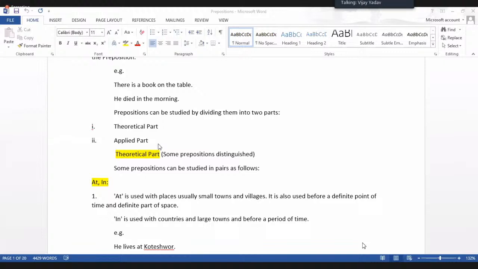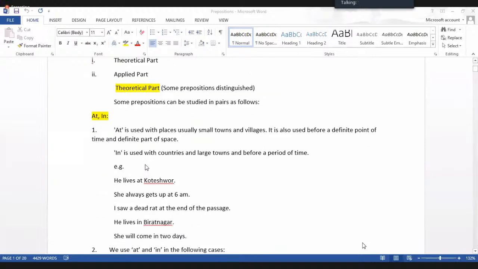In the applied part, you will find the list of prepositions: nouns followed by prepositions, verbs followed by prepositions, adjectives followed by prepositions. It means after certain nouns, certain verbs, certain adjectives, we use certain prepositions. We can't use whatever prepositions we like, isn't it? So here, let's study the theoretical part first, isn't it?